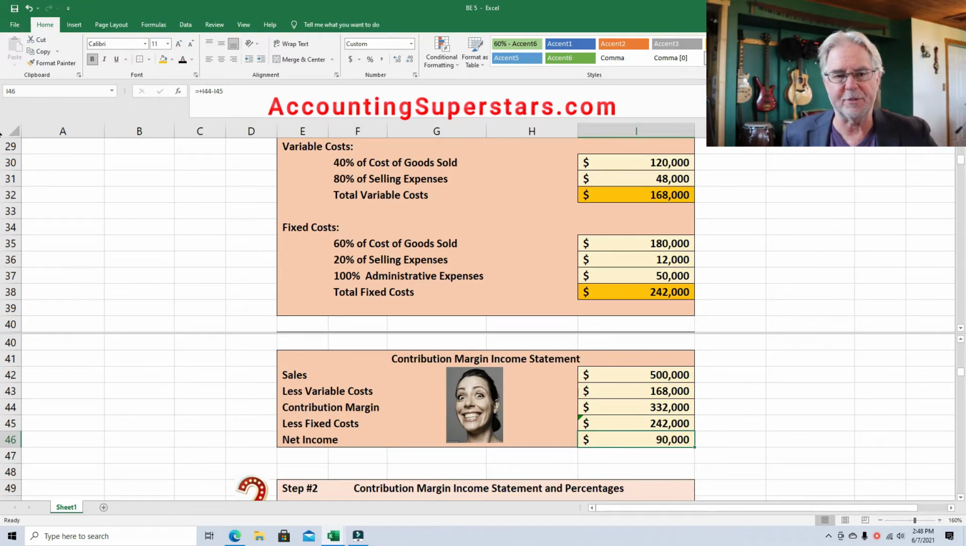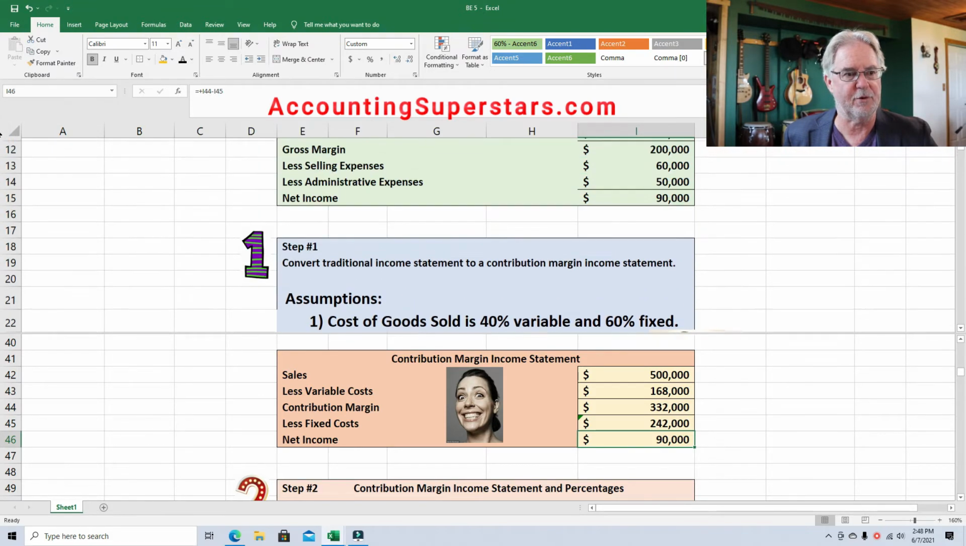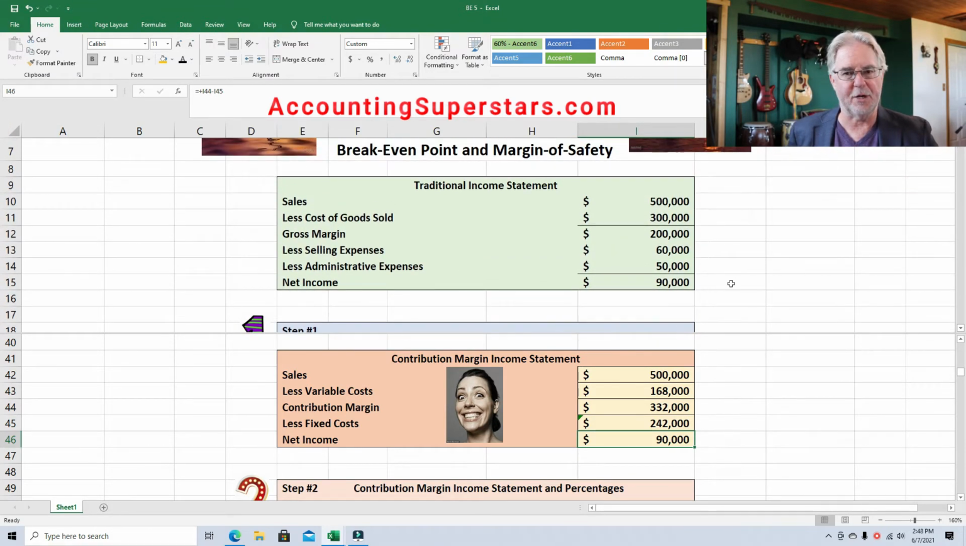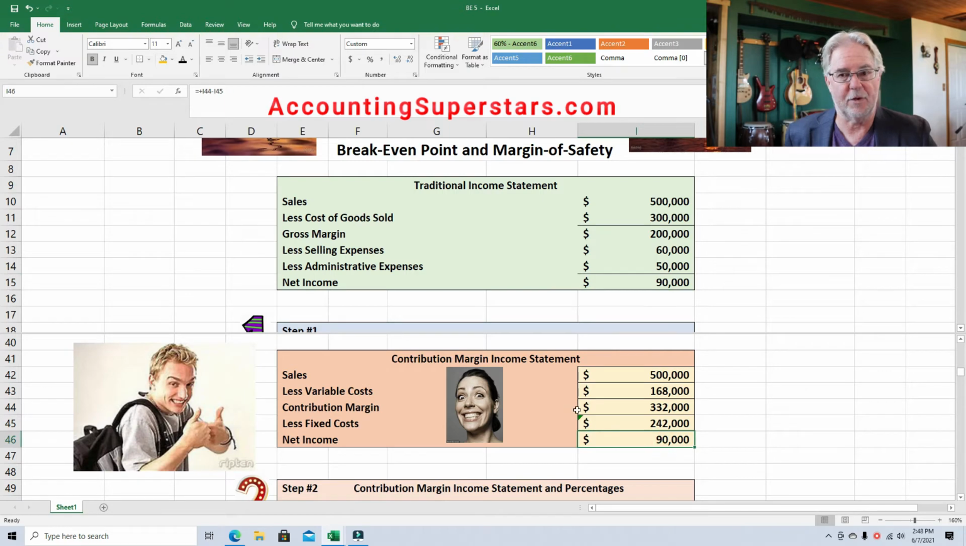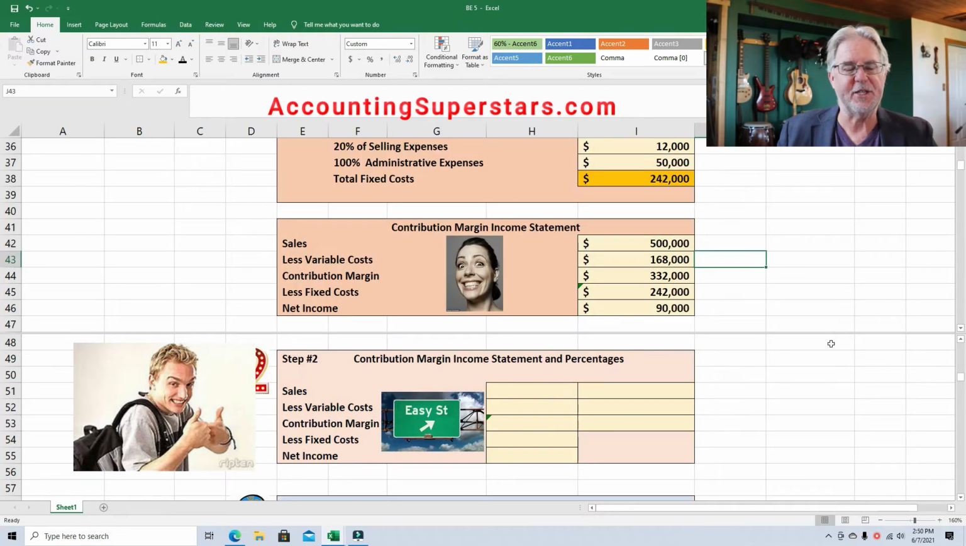So I'm going to go back up to the traditional income statement just for a moment. And let's compare the two. The traditional income statement, not real useful, even though that's what we need to use when we report financial results. Sales doesn't change between the two formats. But what we do is we take our expenses and we divide them into variable and fixed expenses. That's all we're doing. We're using the same numbers. We're just rearranging them just a little bit. And net income is going to end up being the same, all right? Because same numbers.